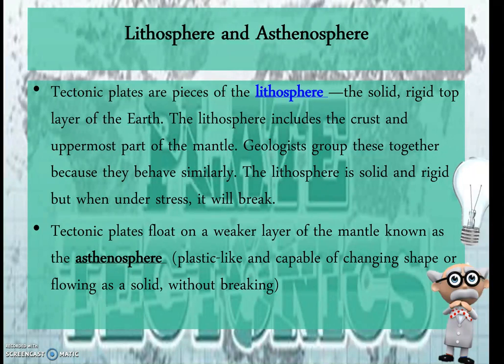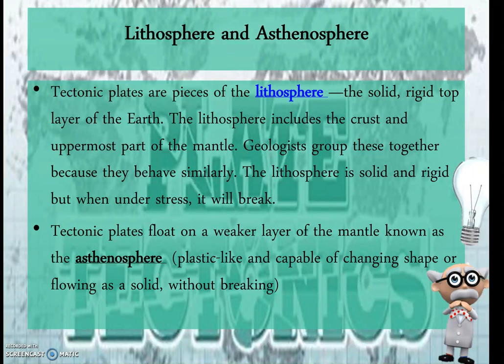So as we said, it's broken into plates. The top part of the Earth is the lithosphere, and that's what the tectonic plates are made of, pieces of the lithosphere, which is the solid, rigid top layer of the Earth. The lithosphere includes the crust and the uppermost part of the mantle. Geologists group these together because they behave similarly. The lithosphere is solid and rigid, but when under stress it will break, such as into the pieces of the lithosphere. The tectonic plates float on a weaker layer of the mantle known as the asthenosphere.